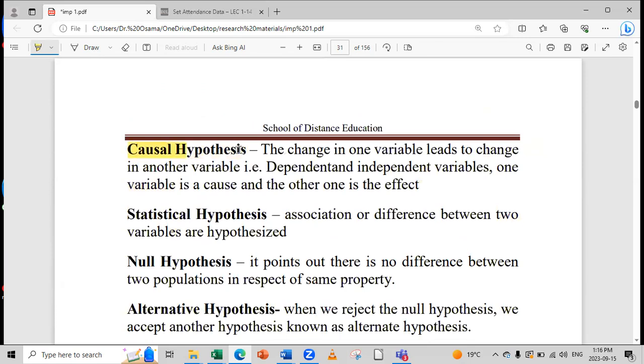Causal hypothesis: the change in one variable leads to change in the other variable. As an example, dependent and independent variables. One variable is the cause and the other one is the effect. Like the relationship between the temperature and the sales of ice cream. When the temperature increases, the sales of ice cream will increase, and vice versa. When the temperature goes down, the sales of ice cream will also go down.